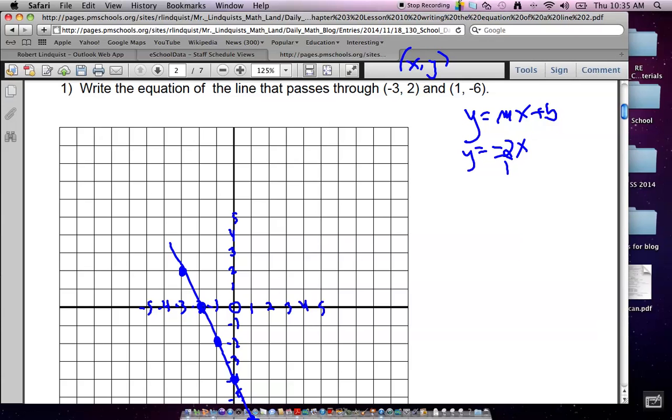If you want, you could put the negative 2 over 1. That's really good to put negative 2 over 1. The only reason I don't do it is on multiple choice. Do you really think they're going to put the over 1? And what's the y-intercept on this guy? Where does it go through the y-axis? Negative 4. So it's y equals negative 2x minus 4.